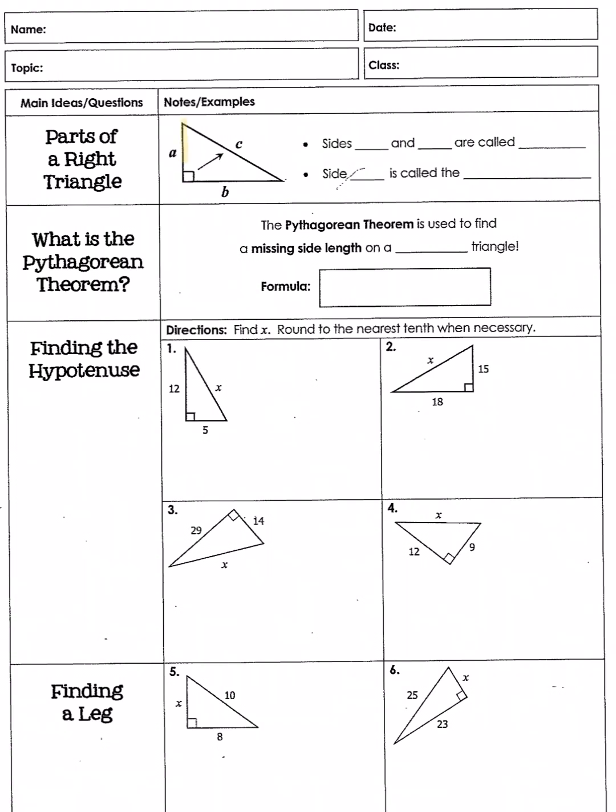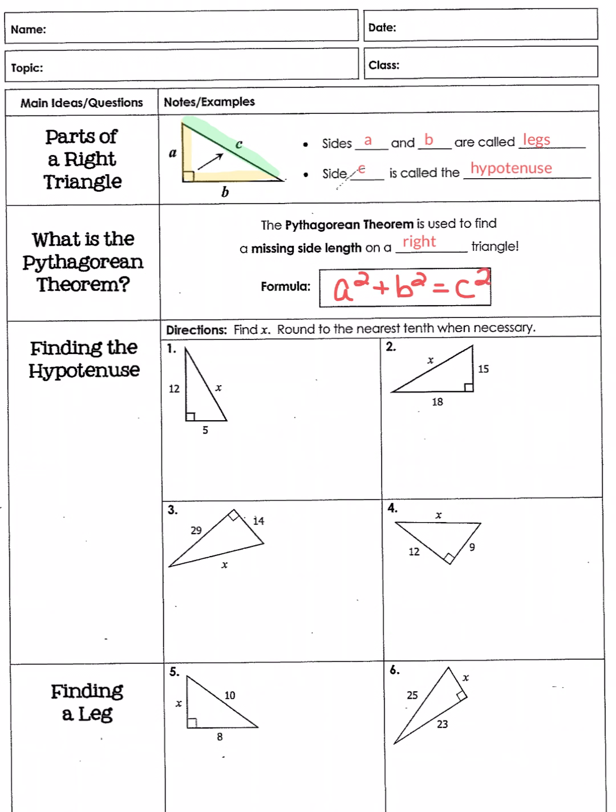The two sides that come out of the right angle, which are A and B, they touch the right angle, are called the legs. And the side that is opposite the right angle is called the hypotenuse, and we usually call that C. The Pythagorean theorem is used to find a missing side length on a right triangle. To do this, we use the formula a squared plus b squared equals c squared.